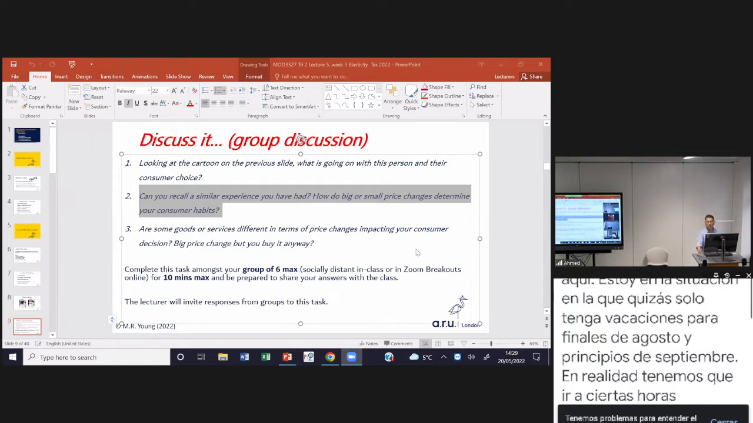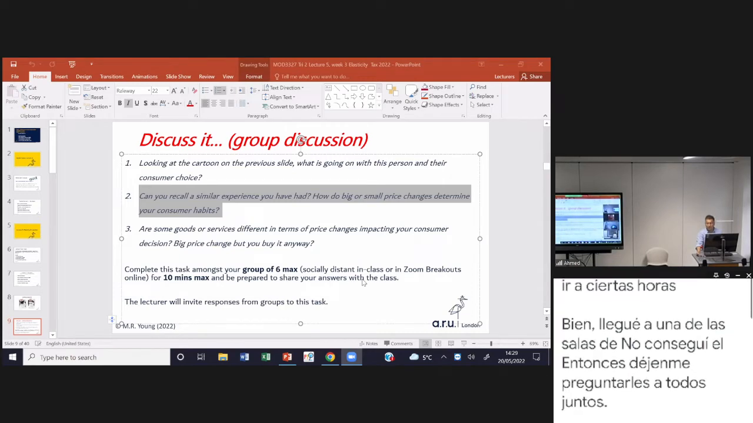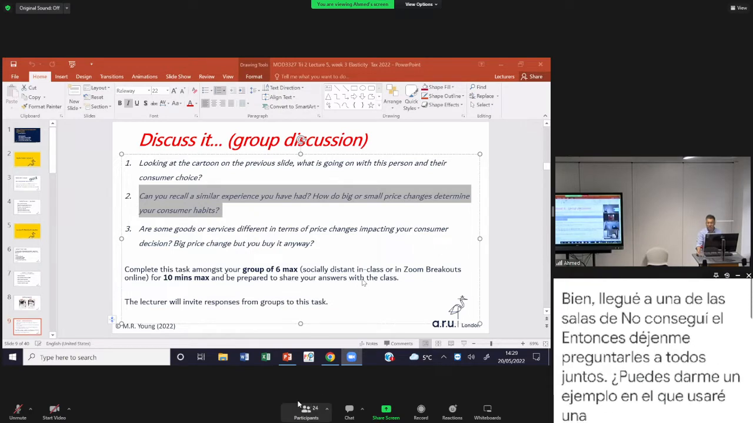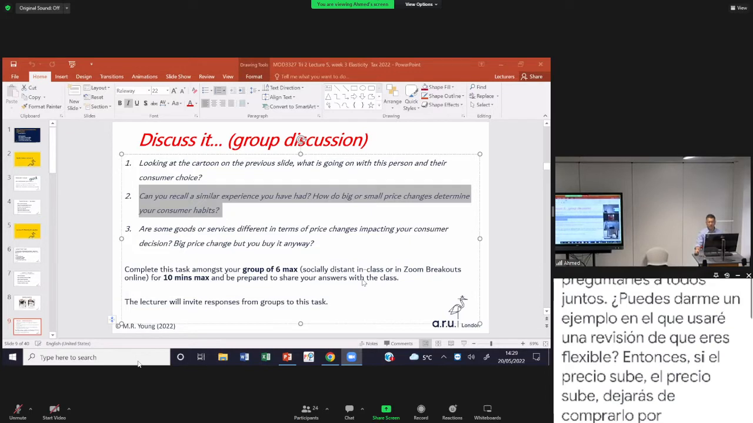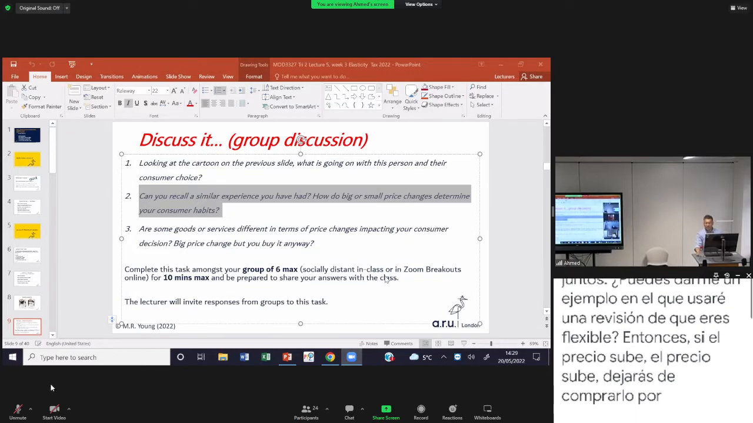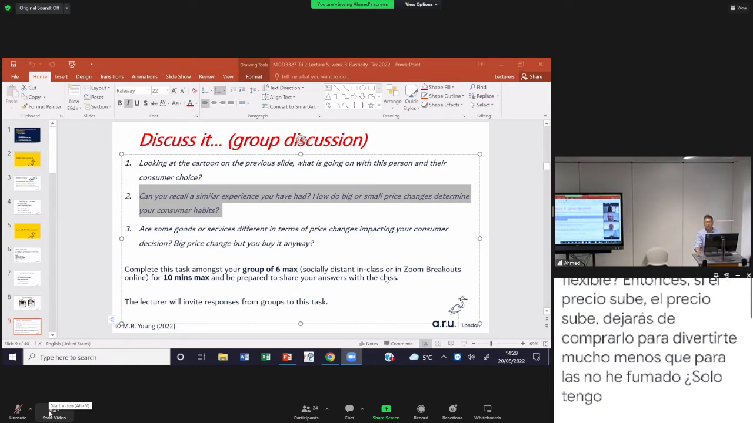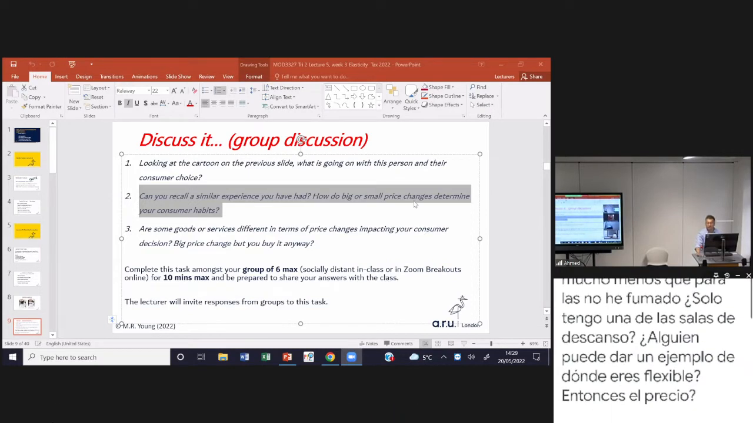Okay, I got to one of the breakout rooms, I didn't get to the other one. So let me ask you all together. Can you give me an example then of where you are flexible? So if the price goes up, you will stop buying it or buy much less of it. I want one from the people who haven't spoken. I didn't get to one of the breakout rooms. Can anybody give me an example of where you are flexible, so the price goes up and you'll stop buying or reduce your buying? Yes.